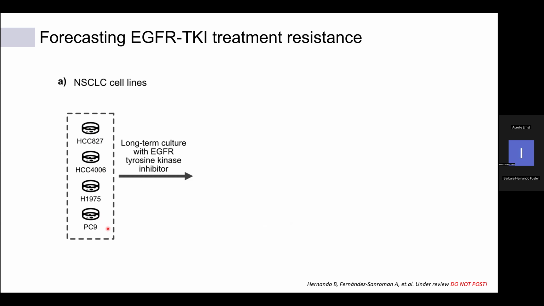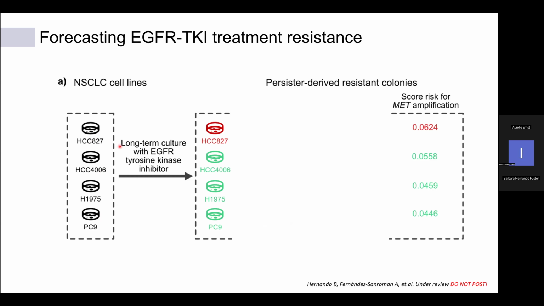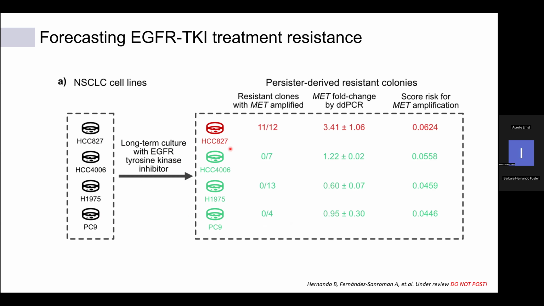So we classified them as high risk or low risk of acquiring MET amplification as a resistance mechanism. And actually, one of these cell lines was classified as high risk, and we used for that an optimal threshold that we trained in an independent cohort. And the interesting point is that only this cell line that was classified as high risk was the one in which we observed MET amplified in the resistant clones.